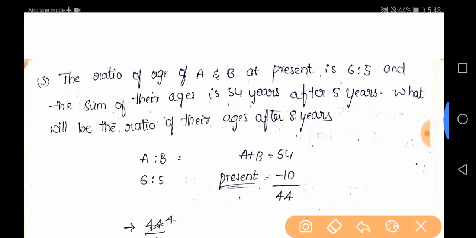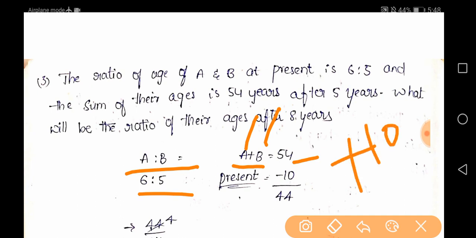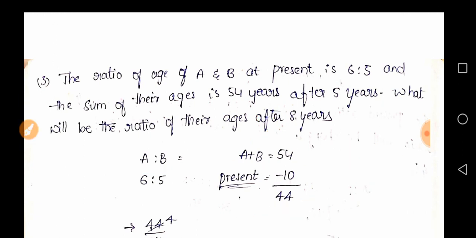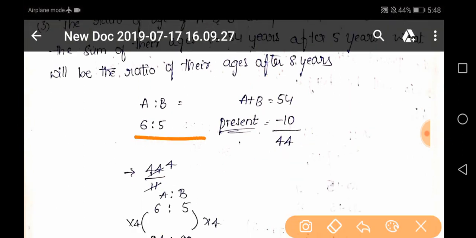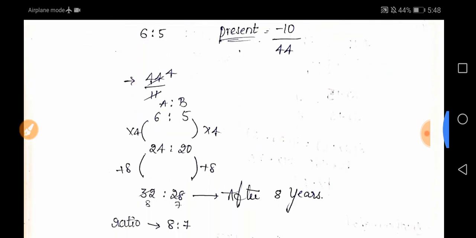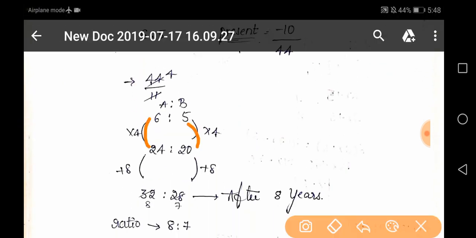So just see what they have given at present. A is to B is 6 is to 5, right? After 5 years, A plus B is 54 years. But for the present, what we have to do for A's 5 and B's 5, we have to minus, because they have given after 5 years. If they had given before 5 years, we would do plus 10. But now they have given after 5 years, so we have to minus 10 years. So 54 minus 10 is 44. And 44 by the sum of the ratio, 11, is 4. So 6 with 4 is 24 and 5 with 4 is 20. So 24 is to 20, that is the present age.